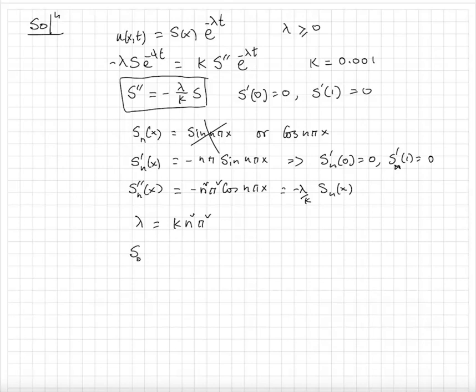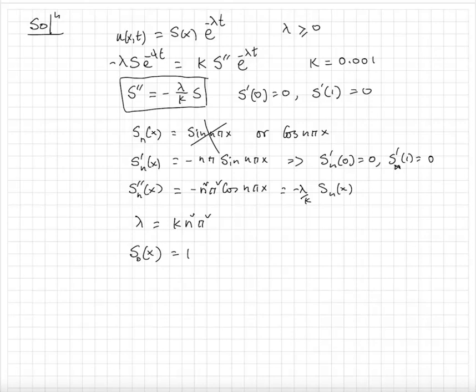S_n(x) is cos n pi x, and S_0(x) is just 1. So 1 is a solution, or you could also take a constant as a solution, but obviously 1 is a nice solution instead of an arbitrary constant. Eventually we will have an arbitrary constant by the principle of superposition.